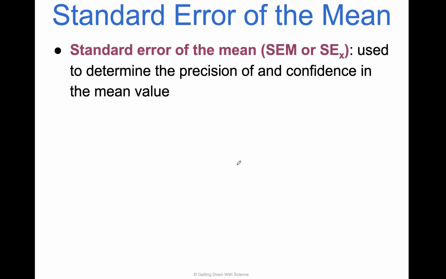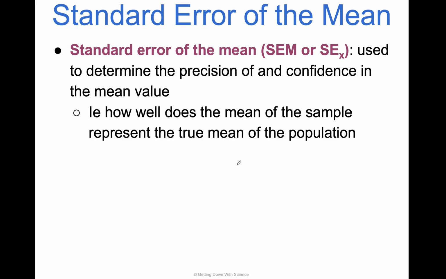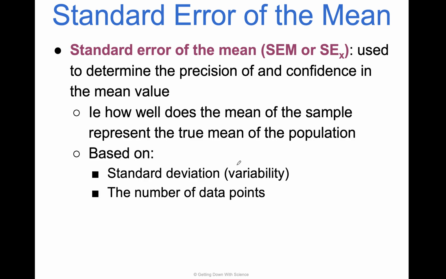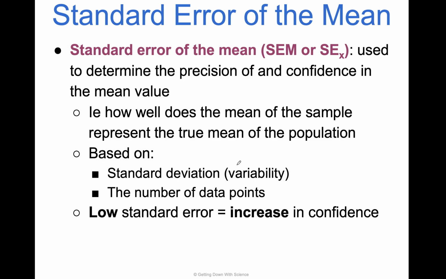All right, let's look at standard error. Standard error of the mean is used to determine the precision and confidence of the mean value. How well does the mean of the sample represent the true mean of the population? This is a way for us to figure out whether these outliers are too far out or close enough to the mean that we can loop them in. It's based on variability and the number of data points. These two things are what the standard error is based on. Low standard error means increasing confidence. That means I have low errors.